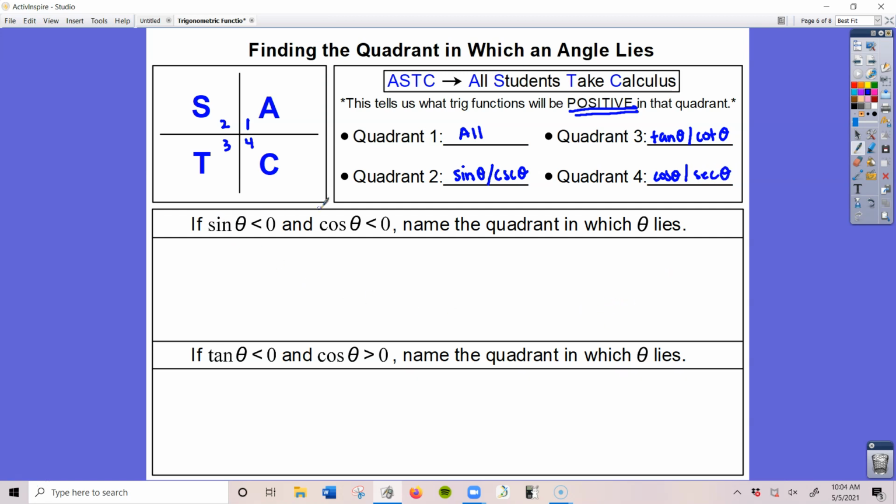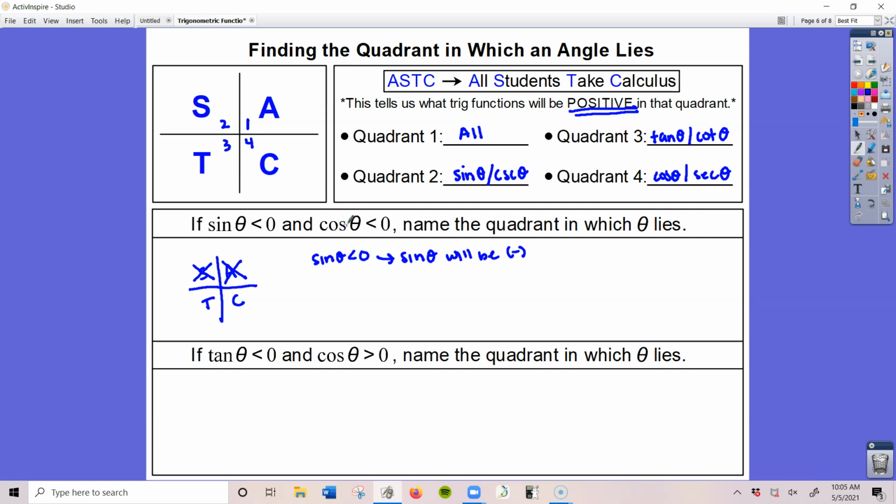So now, if I give you this information about the angle, we can figure out what quadrant it lies in. What I like to do is I like to draw out my grid here and start crossing out. So here it says sine is less than 0. If sine is less than 0, that means that sine of theta will be negative. So I'm going to cross out the quadrants where sine is not negative, meaning positive. Sine is positive in quadrant 1 and in quadrant 2. So I'm left with quadrant 3 and 4.